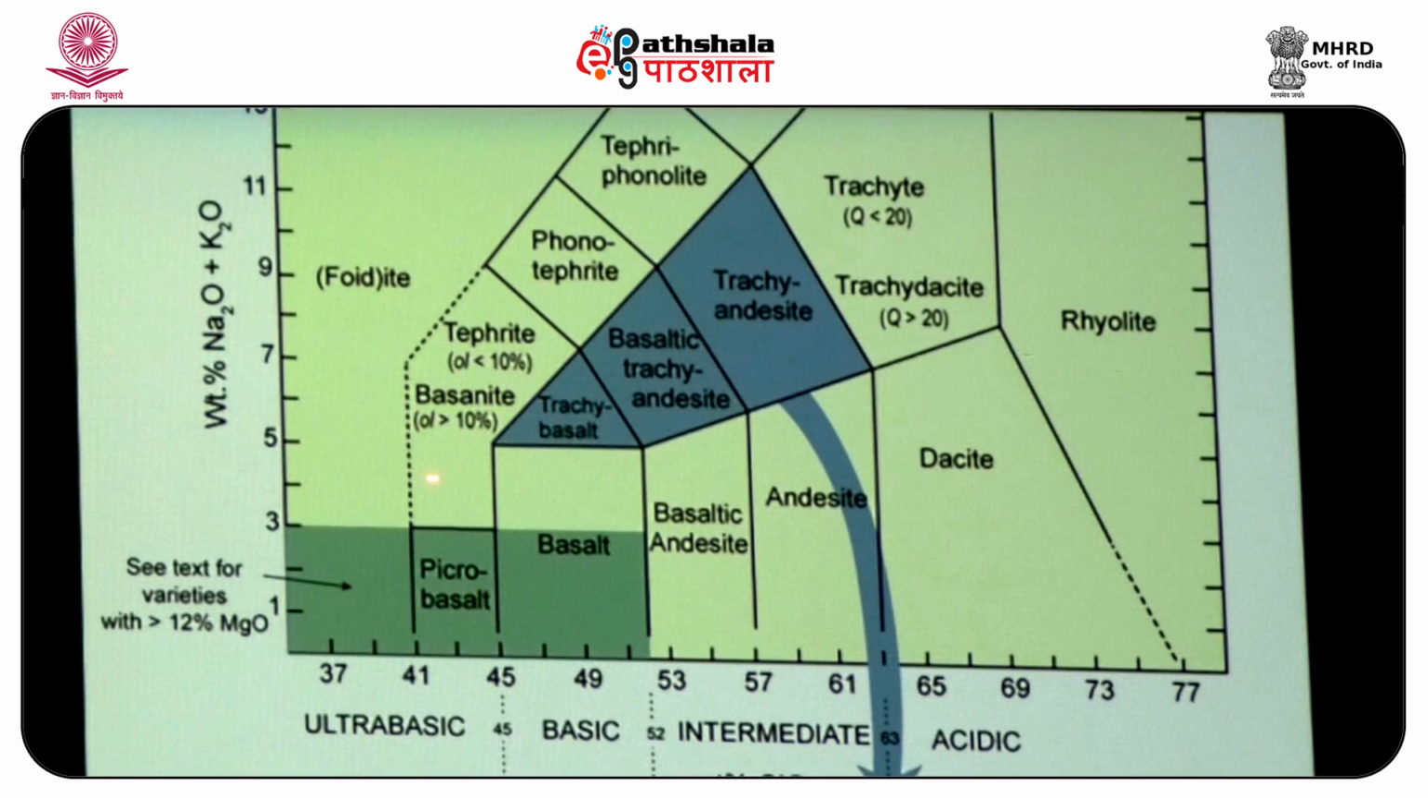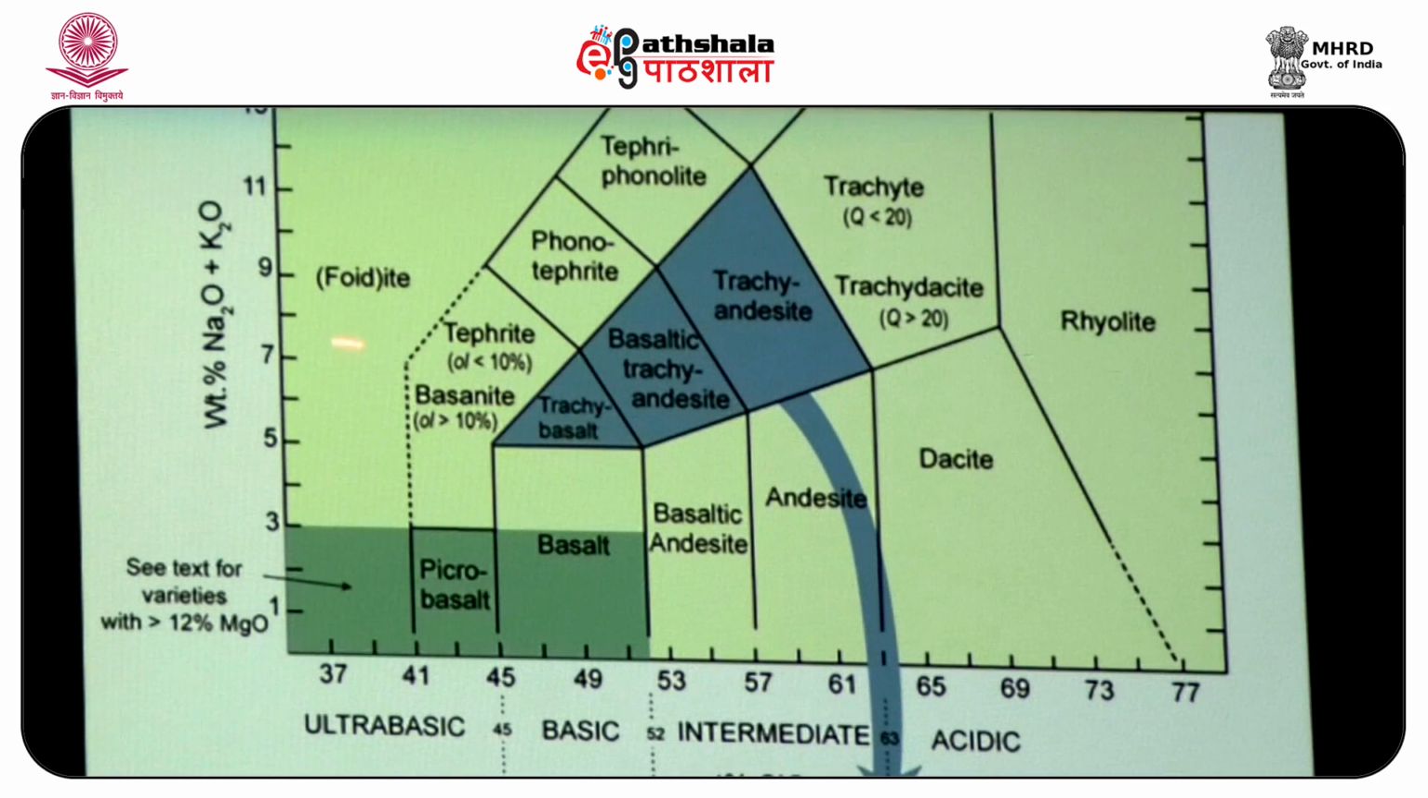When we have 5% onwards of Na2O and K2O, and the silica level goes from 53 to 57 and less, it becomes trachyandesite, basaltic trachyandesite, and trachydacite. So, dacite, trachydacite. Similarly, andesite, trachyandesite. Basaltic andesite, basaltic trachyandesite. So, with the increase in the amount of Na2O and K2O, the rock name changes.